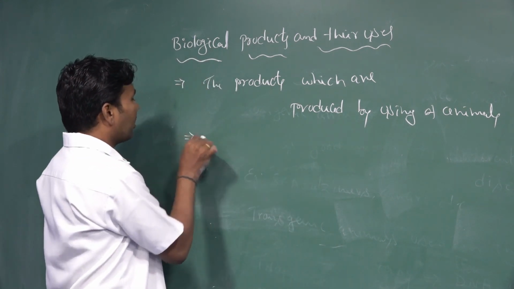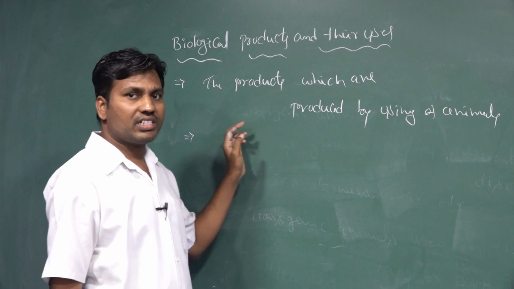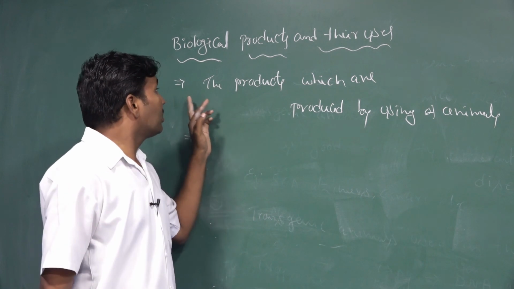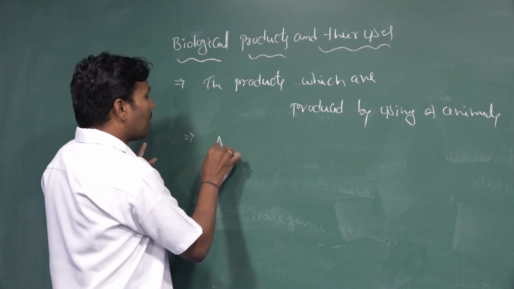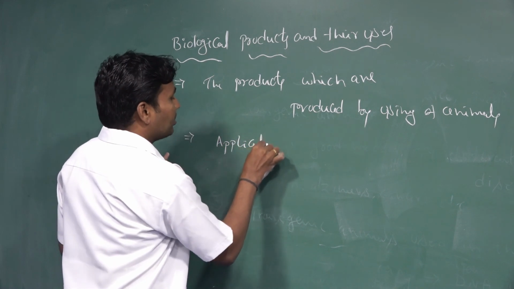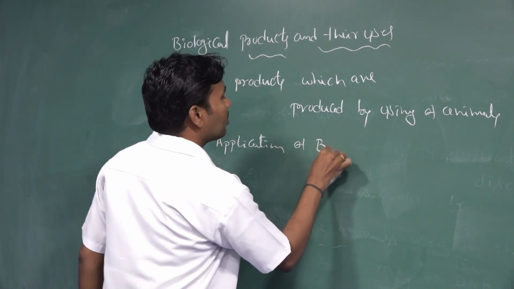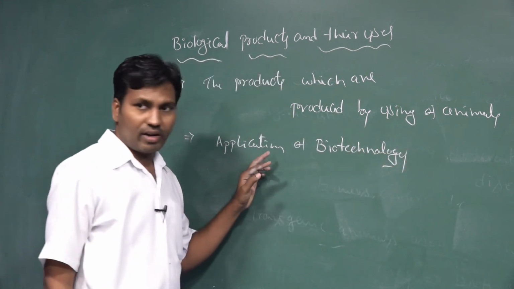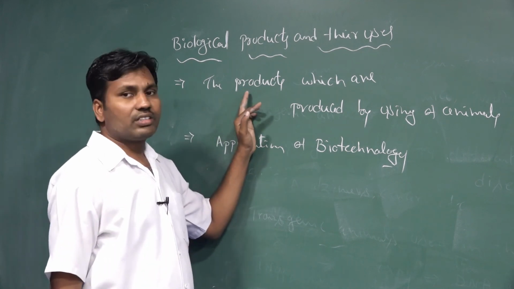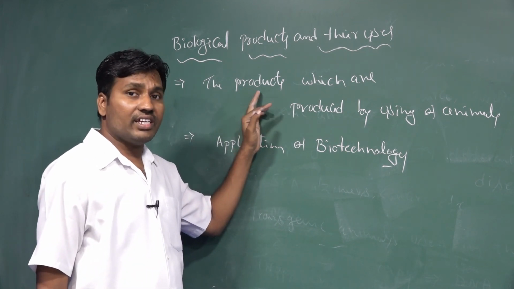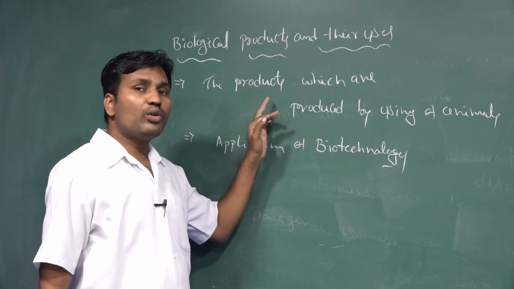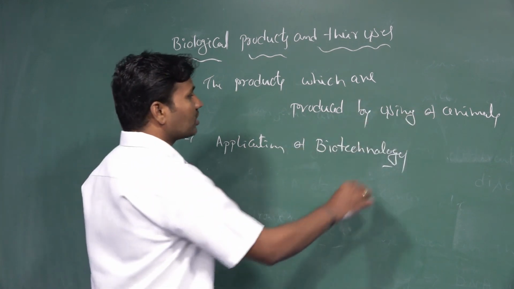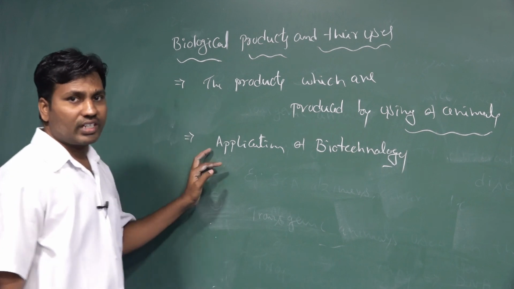Before that, taking either plants or animals, we got different products by traditional methods. But here, by using applications of biotechnology, with the development of biotechnology, certain products can be produced on an industrial scale by using different types of animals. So these products are called biological products.